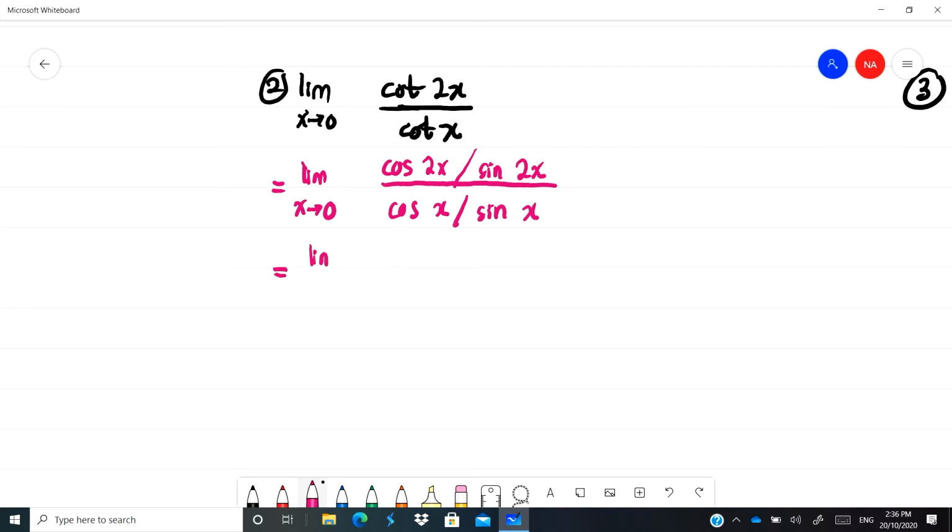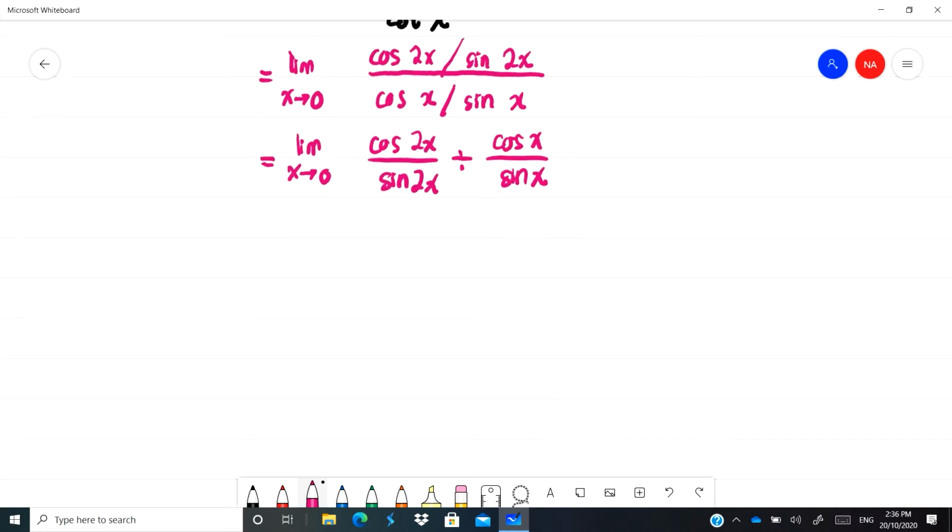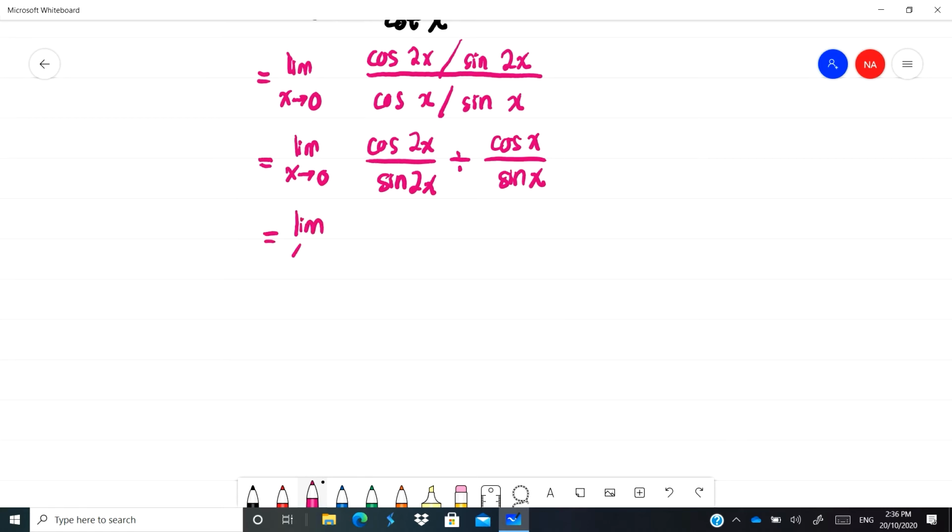We'll have something like limit as x approaching 0. All right, I'm gonna write it properly. So cos of 2x over sine of 2x, that one is divided by cos of x divided by sine of x. Okay, so I'm gonna convert the division into multiplication. So we'll have limit as x approaching 0 of cos of 2x divided by sine of 2x, and that one converted to multiplication, so we'll have sine of x divided by cos of x.